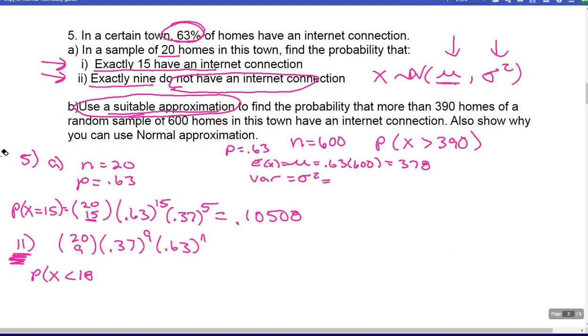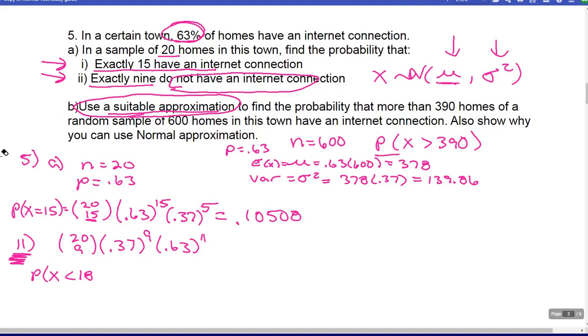So I'm just going to do 378 times the probability of failure. What's the probability of failure? 0.37. What's 378 times 0.37? 139.86. All right, now that's my variance, right? So now what am I going to do?